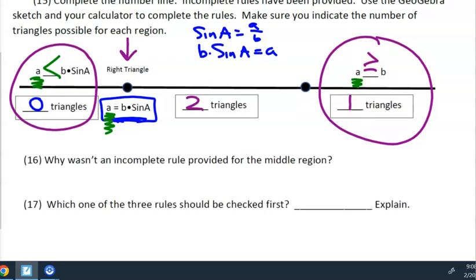And then which of the 3 rules should you check first? So should we be checking the b times sine of a? Should we just check to see if they're less? Should we check to see if a is greater than or equal to b?